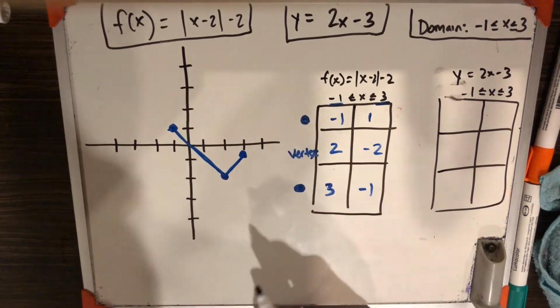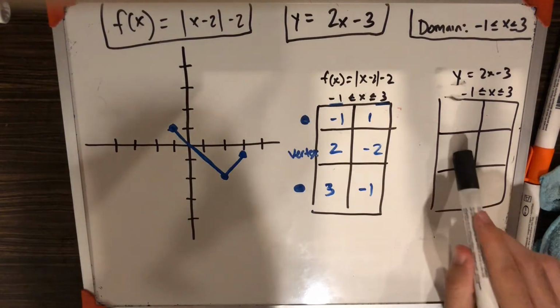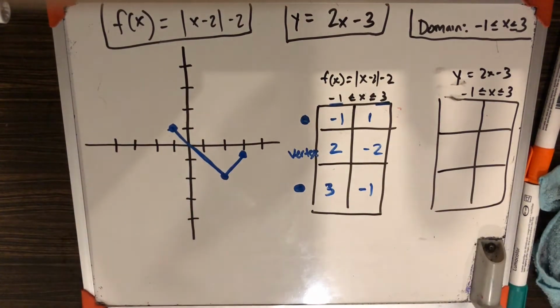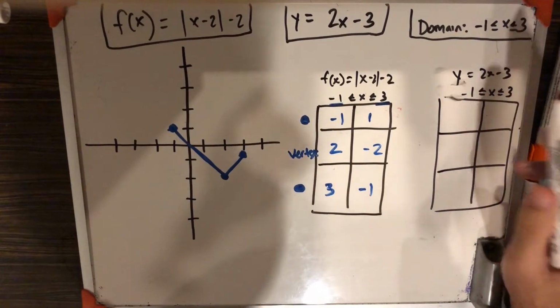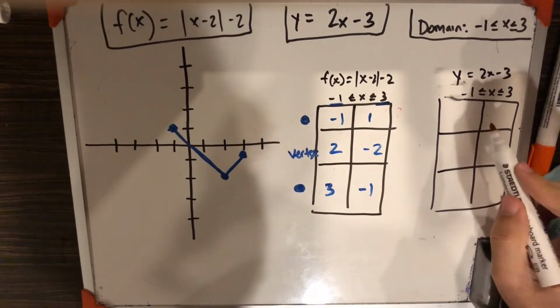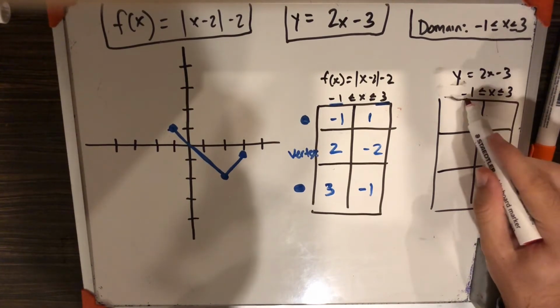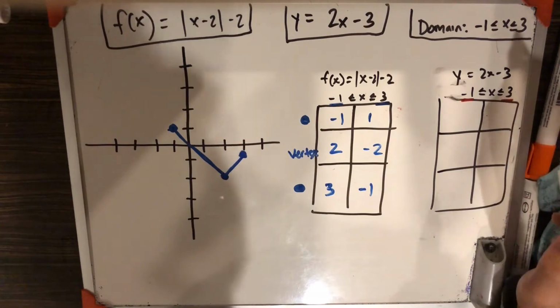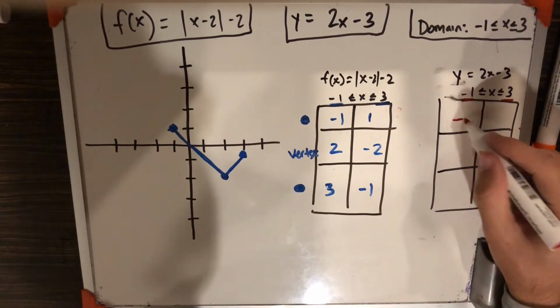Okay. All right, I've got my absolute value there. Let's go ahead and graph our line now. Again, since this is not a quadratic, we don't have to get too bogged down with what this is. We can simply just plug in negative 1, we can simply just plug in 3, and we should be good to go.